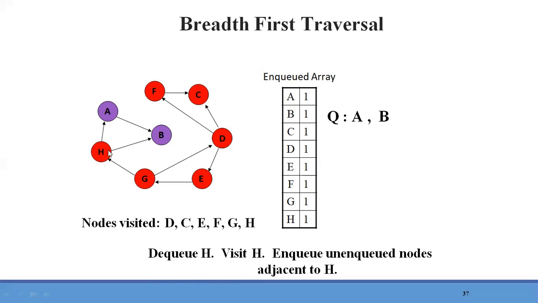Now we are at node H. Check for the nodes adjacent to H, that is A and B. So A and B will be added in the queue. As they get added in the queue, its respective entry will be marked with 1. Now the front element in the queue is A.